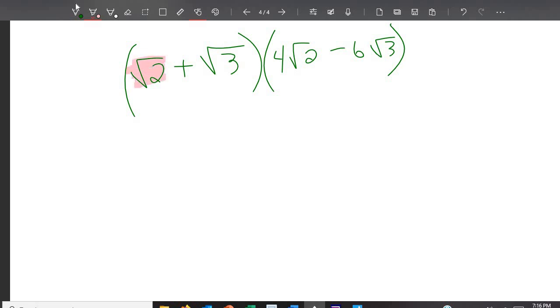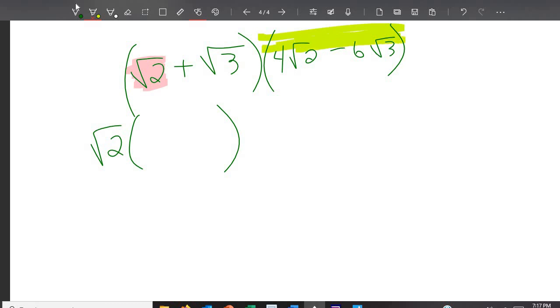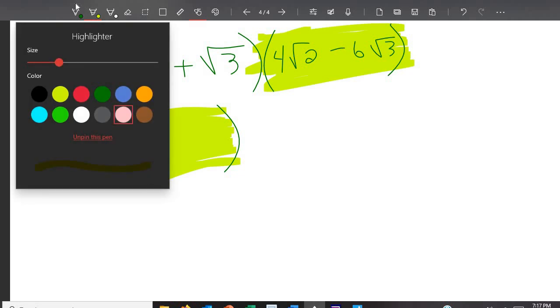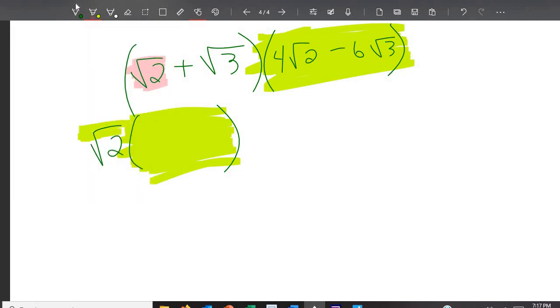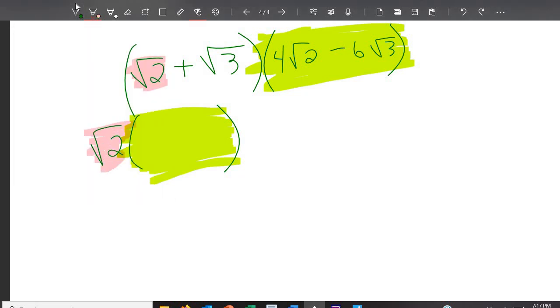You take the 2x, you take the square root of 2x, the square root of 2, and you multiply it by what's in the second parenthesis. I'm going to highlight the second parenthesis. So this is going to be the second parenthesis. This is from the first parenthesis. All right, so we're going to have 4 square root of 2 minus 6 square root of 3.